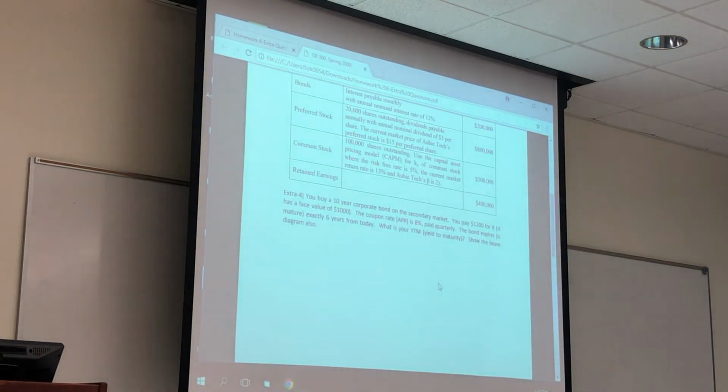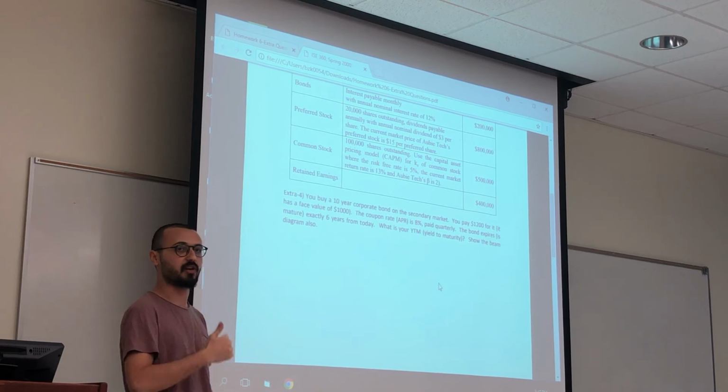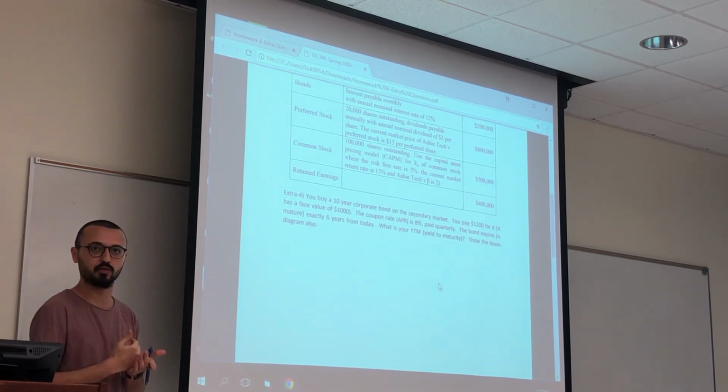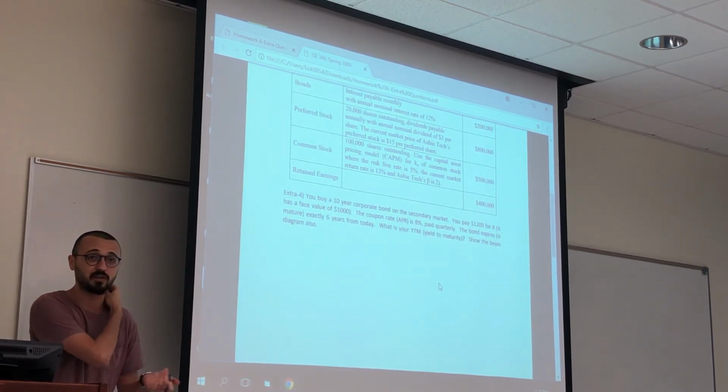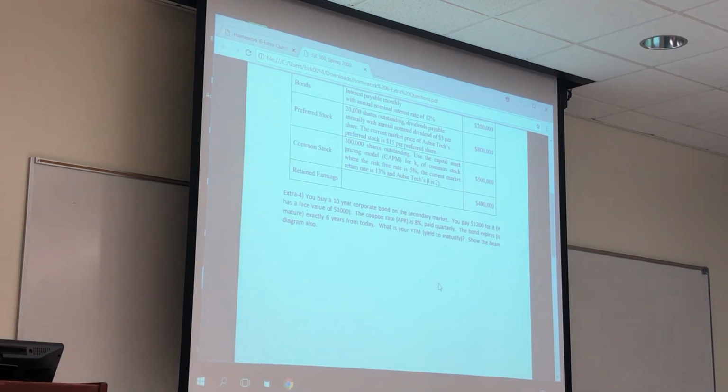Okay, yield to maturity. This is a very easy thing. It's like quiz 1 or 2 stuff going on. The only trick that you need to know is what is the rate? What is the coupon rate, right?